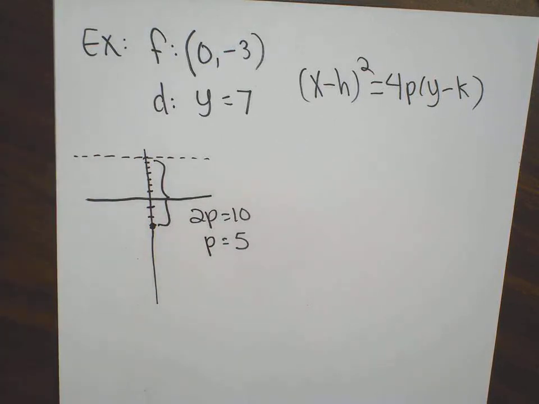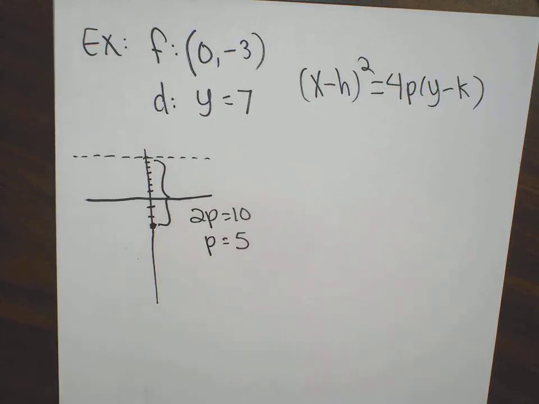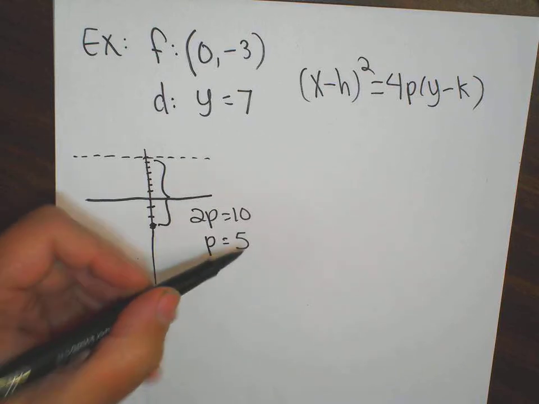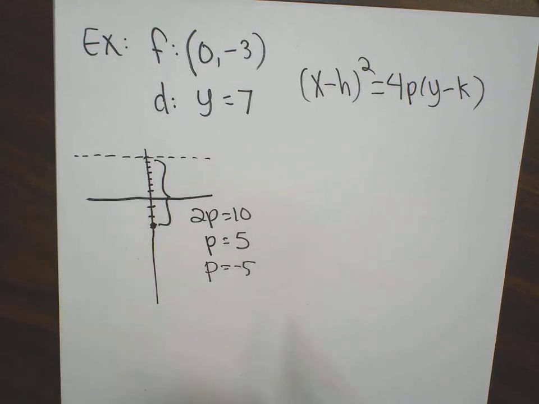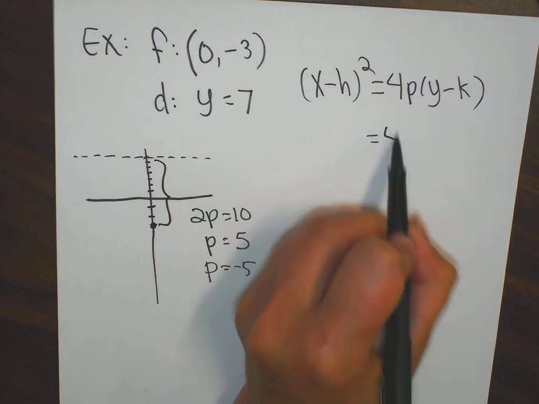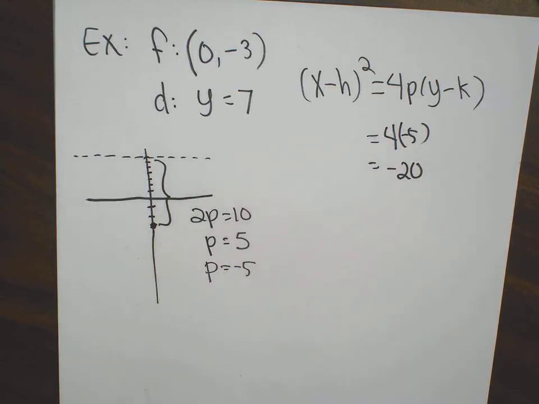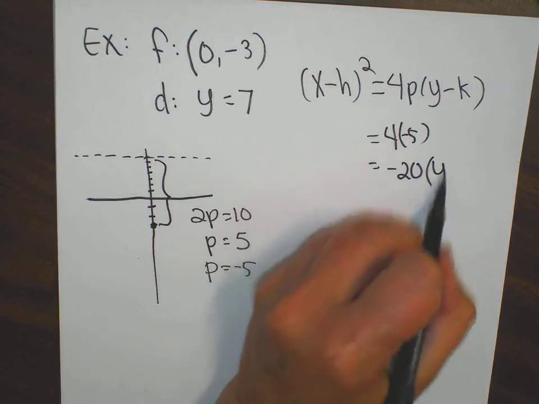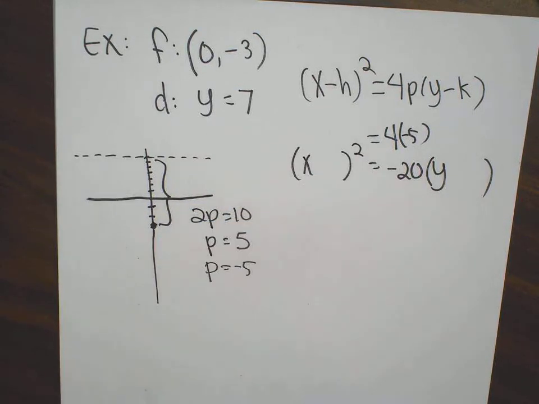We also have to include direction. So what direction does this parabola open? Down, so P has to be negative. So I know P is a -5 for the direction. So I have this so far, 4 times -5, I have that's a -20. What else do I need to fill in to get this equation?